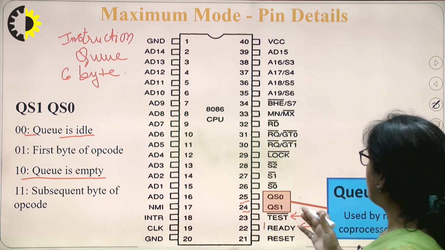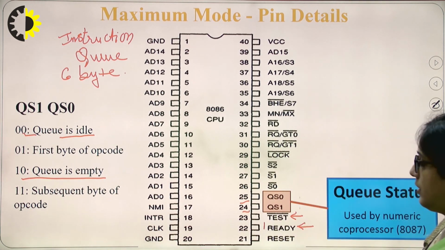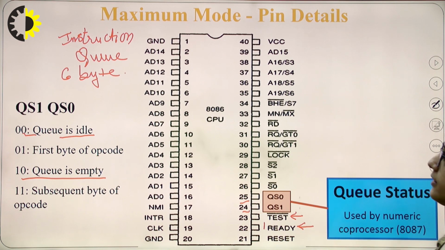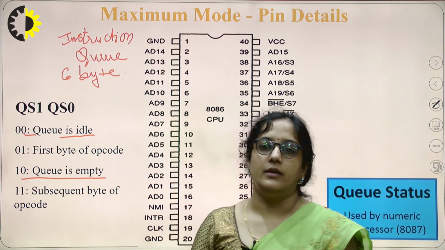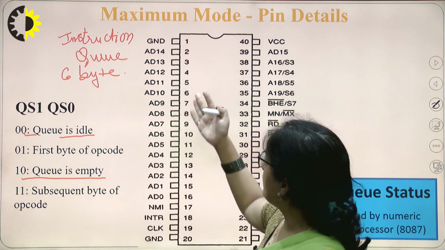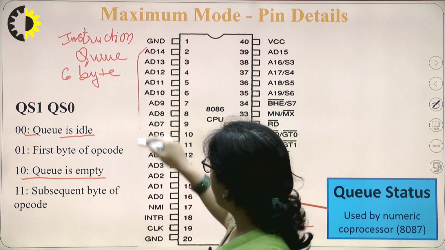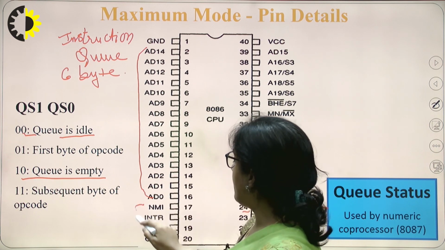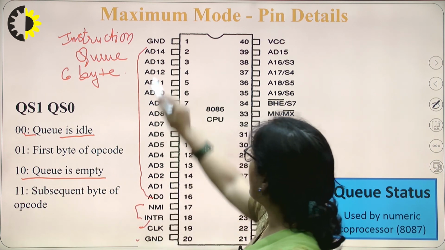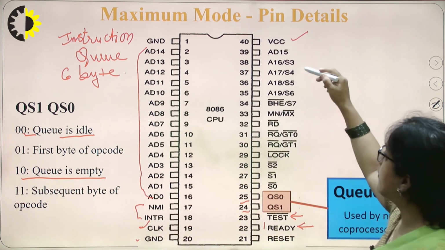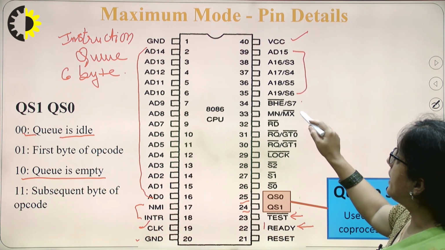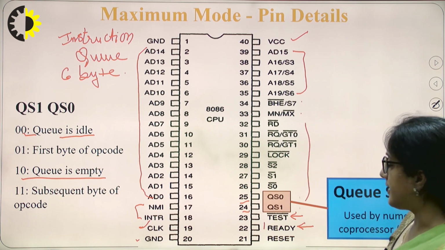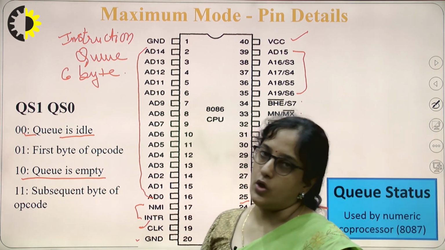So, we have completed all the pins related to the microprocessor 8086. Once again, these are address lines which are multiplexed, interrupts, clock, two grounds, VCC plus 5 volt, higher address lines, BHE, minimum maximum mode and all these signals. So, we have covered all the 40 pins.